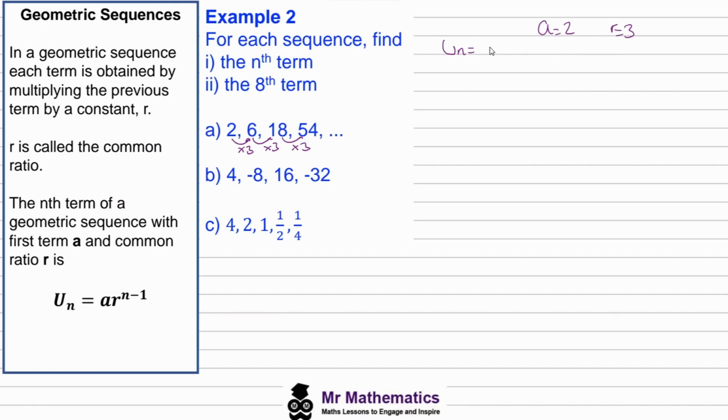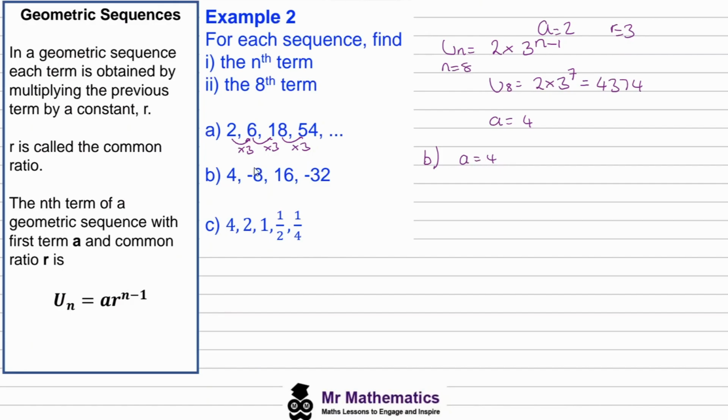So the nth term would be a times r to the power of n minus 1. And we can work out the 8th term by letting n equal 8. So now the 8th term in the sequence will be 2 multiplied by 3 to the power of 8 take away 1, 7, and this gives us 4,374.